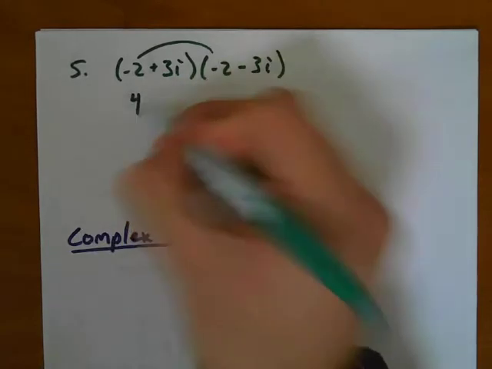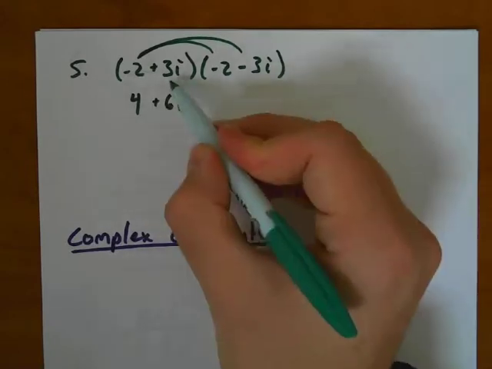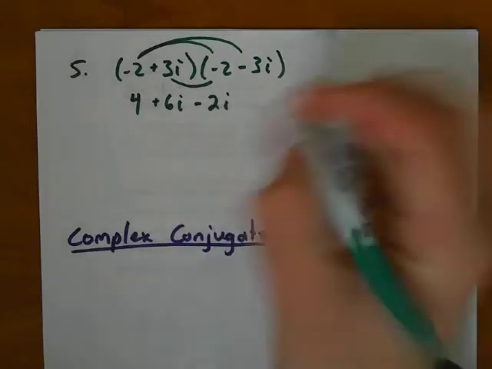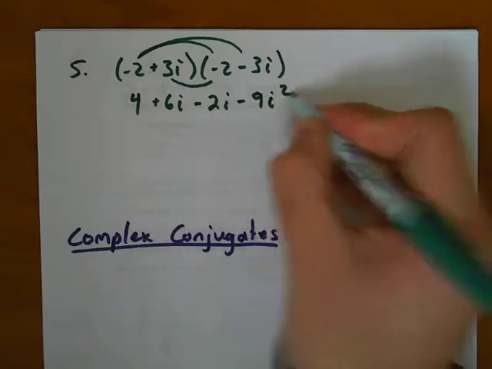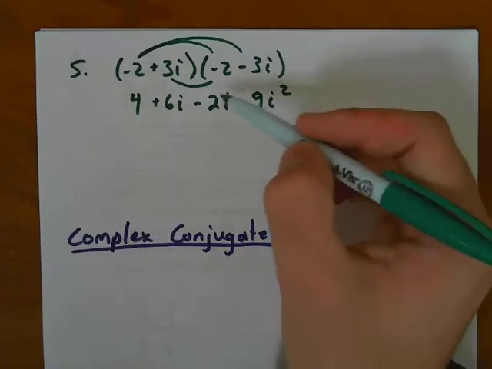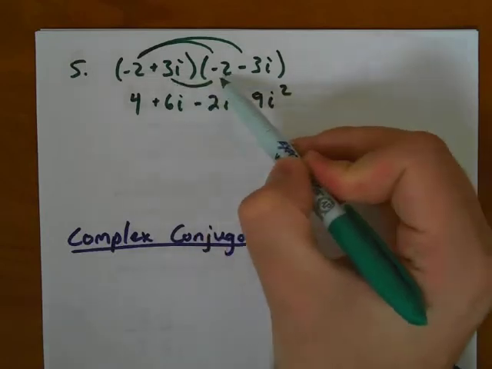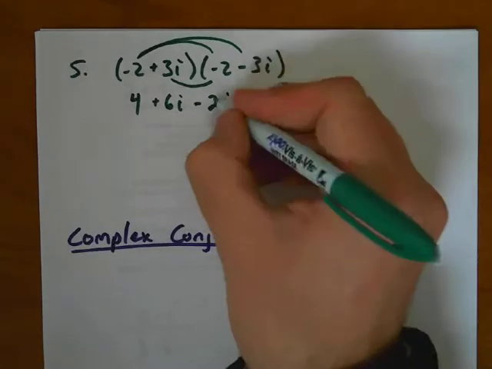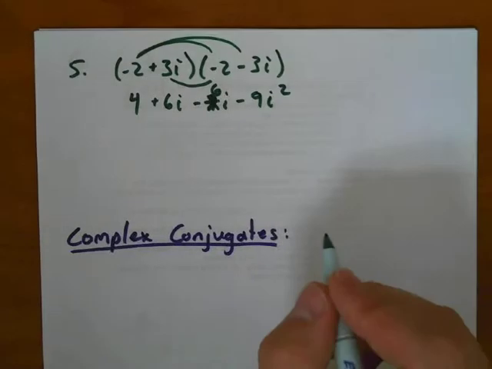-2 times -2 is 4. -2 times -3i is +6i. 3i times -2 is -6i. And 3i times -3i is -9i squared. Oh my goodness, I don't know how to write and talk at the same time. I apologize. I said 3i times -2 was -6i, but for some reason I wrote -2i. Hopefully you caught that as well, but that should be a -6i.